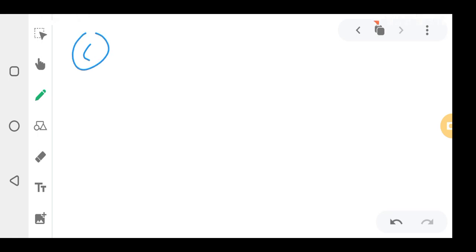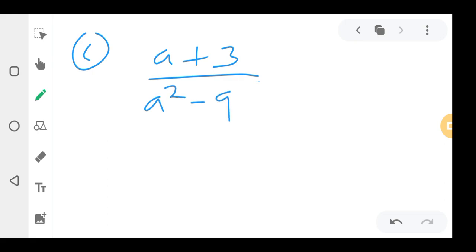That is part B. They can say part C. Part C, they can say a squared minus 9 over, they can bring it the other way around. They can say a plus 3 over a squared minus 9. You see, this is the difference of two squares. So what do you have there? So it will be a plus 3 over a squared.